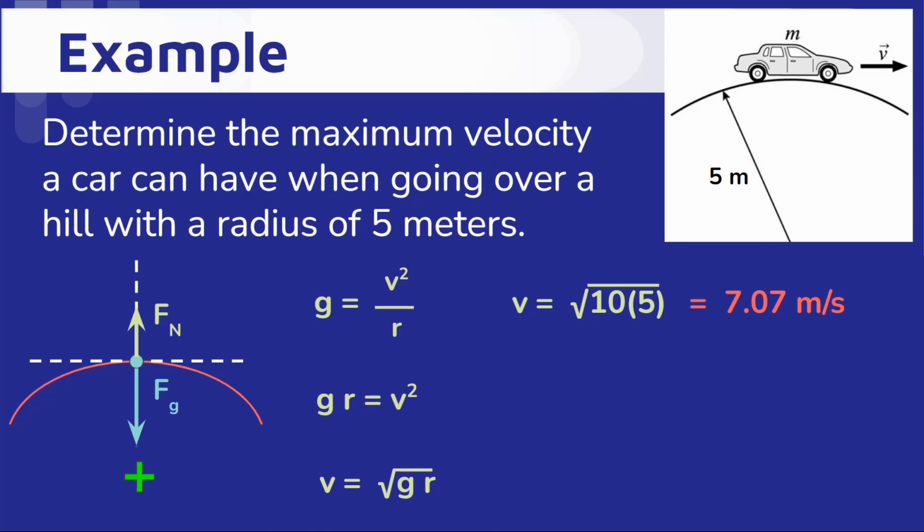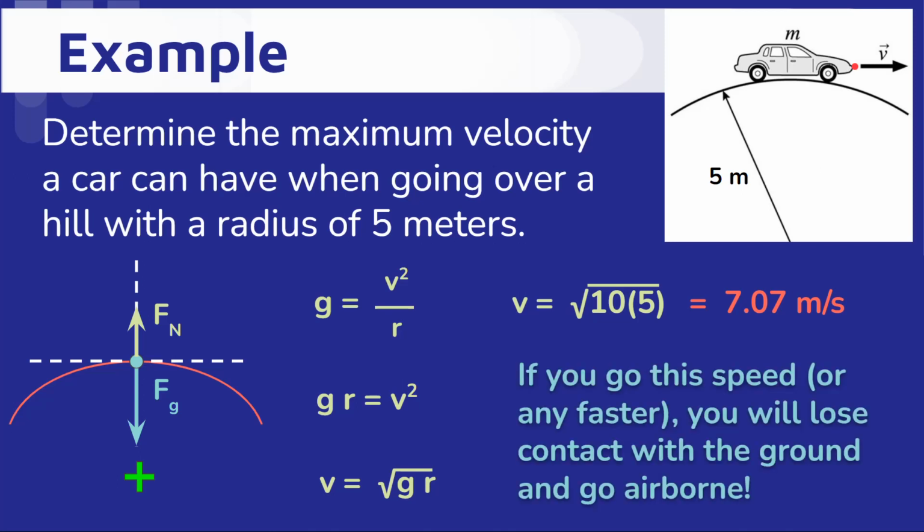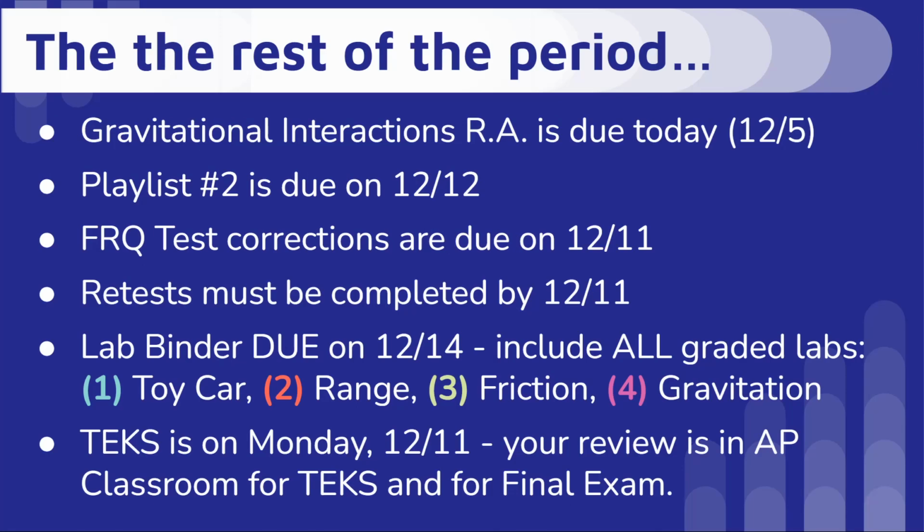That means as long as you drive slower than that, you'll maintain contact with the road on a hill of this size. Okay, so you can't go faster than 7.07 meters per second. Otherwise, you will leave contact with the ground, you will have zero normal force, and you'll be airborne. Okay, so that's how you determine a maximum velocity. It's the same process, by the way. We didn't do one, but it'd be the same process for finding a minimum velocity since we had the same equation.